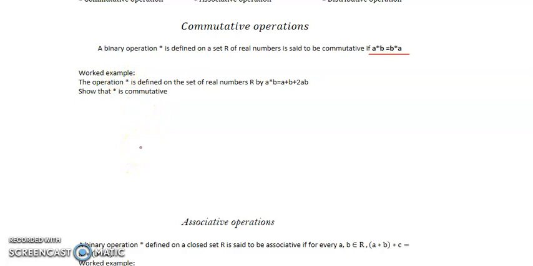The operation star is defined on a set of real numbers by A star B giving A plus B plus 2AB. Let's show that it's commutative. From the rule, A star B should be equal to what? B star A.